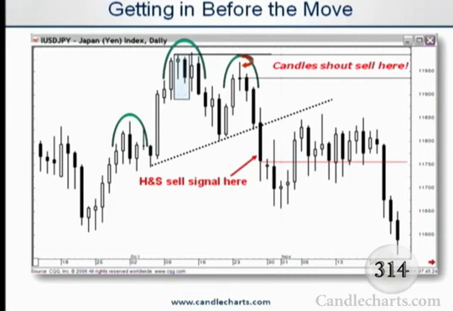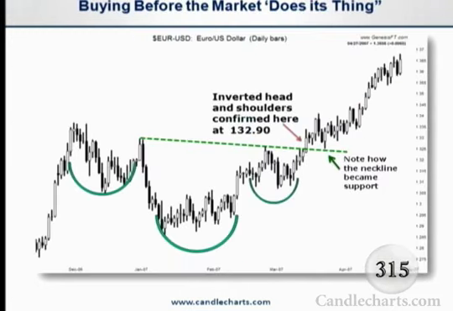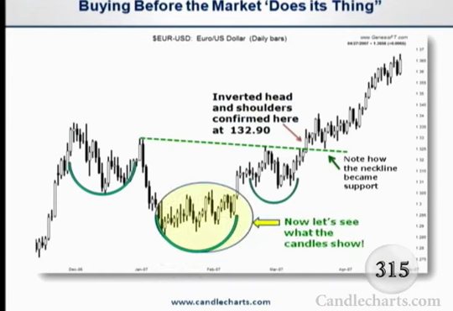Okay, candle shout sell here. Okay, and that's the price target. Okay, here's an inverted Head and Shoulders that was confirmed at 132.90. There's a Forex market. And what we're going to do now is zoom in on this yellow circled area.